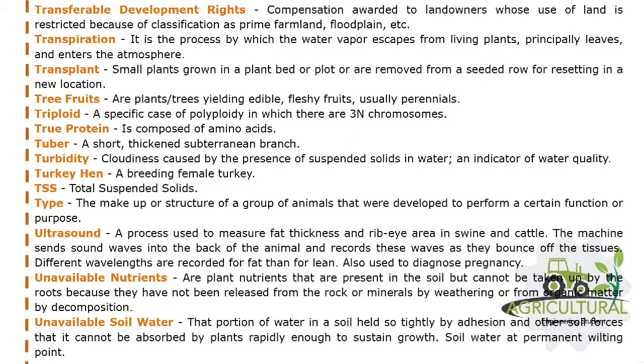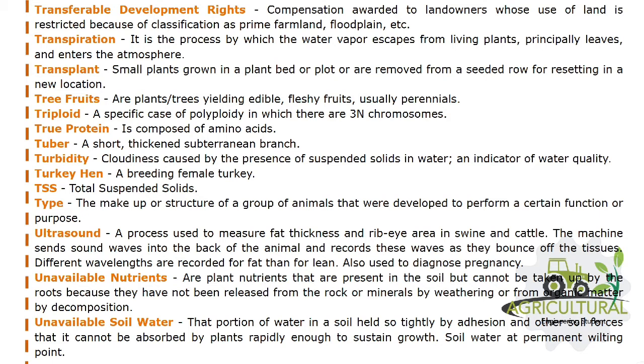Type, the makeup or structure of a group of animals that were developed to perform a certain function or purpose. Ultrasound, a process used to measure fat thickness and ribeye area in swine and cattle. The machine sends sound waves into the back of the animal and records these waves as they bounce off the tissues. Different lengths are recorded for fat than for lean. Also used to diagnose pregnancy.